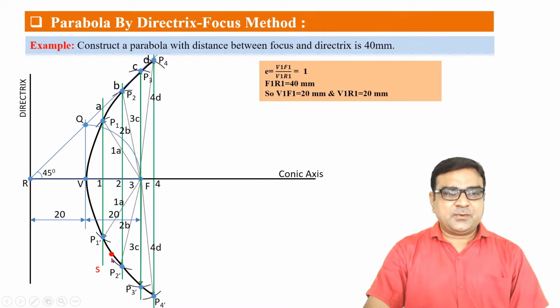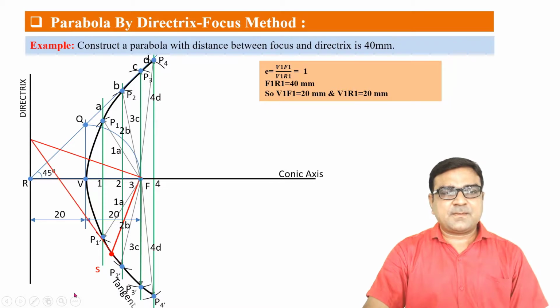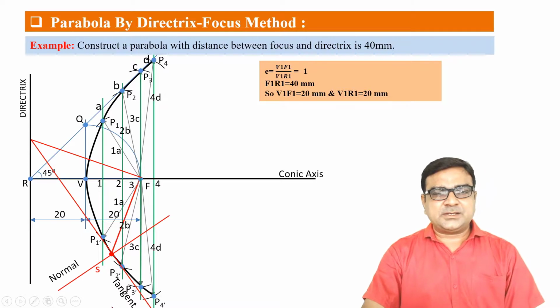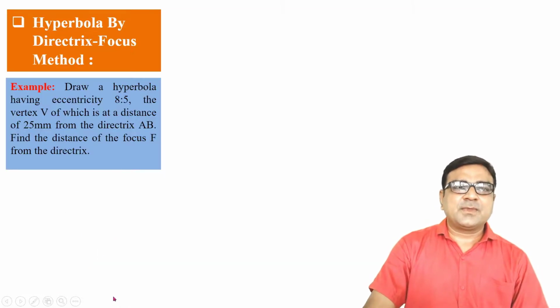Now select any point S on the curve where we want to draw the normal and tangent. So first of all join this point S to the focus. Then from F draw one line which must be perpendicular to SF and which intersects the directrix, and from the directrix draw a line passing through S which is known as the tangent, and the perpendicular to the tangent from S is the normal.